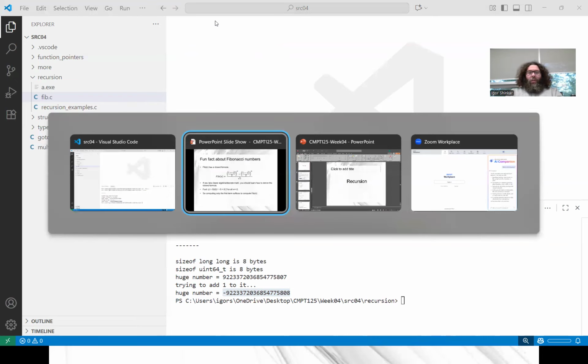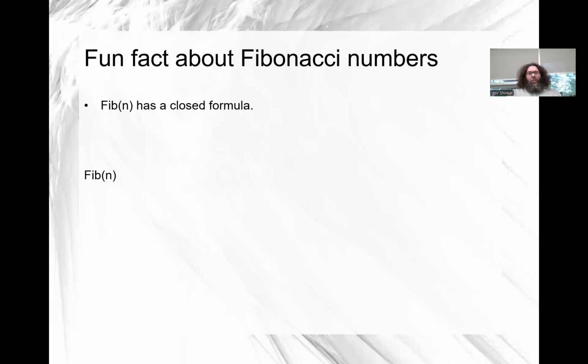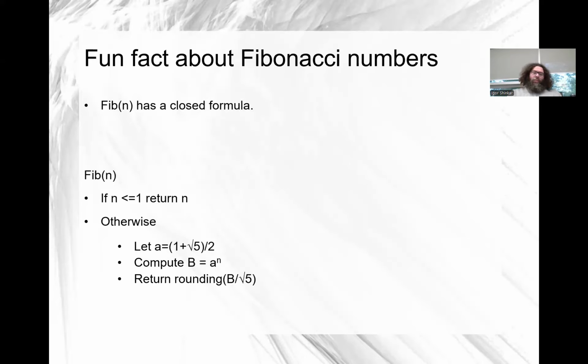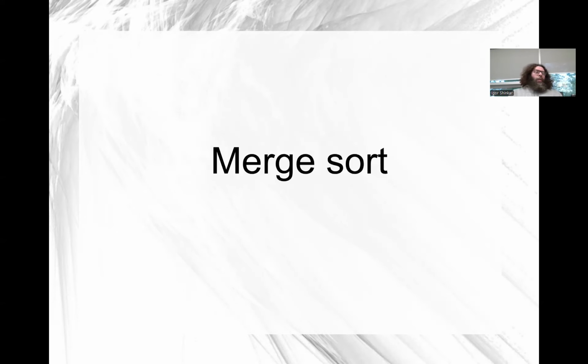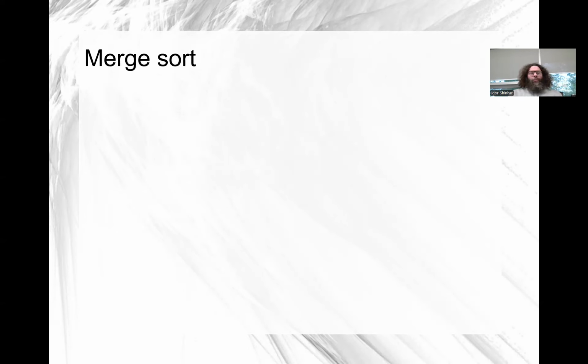Okay, so we're done with Fibonacci sequence. Right. So we said this is how we compute the Fibonacci sequence. If n is 1, just return, and otherwise, take a to be the base, compute this a to the power n, and then round b over square root 5 to the closest integer. Good. Okay, let me show you another example of recursion, and this time it's the merge sort algorithm.